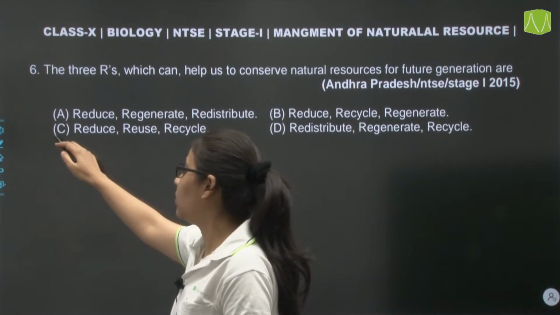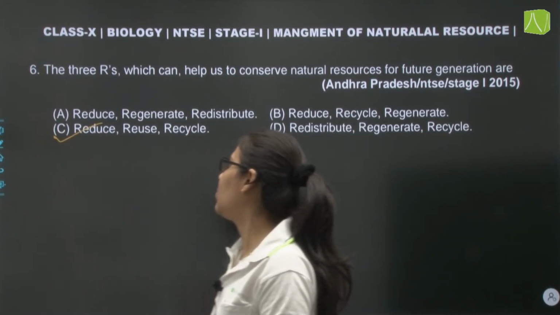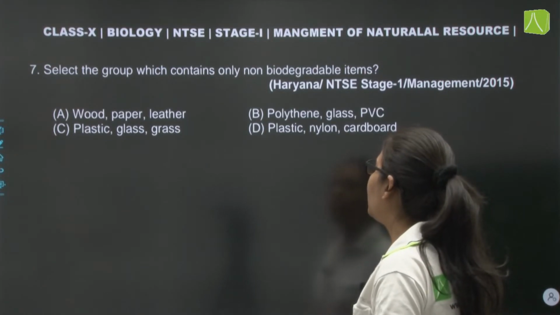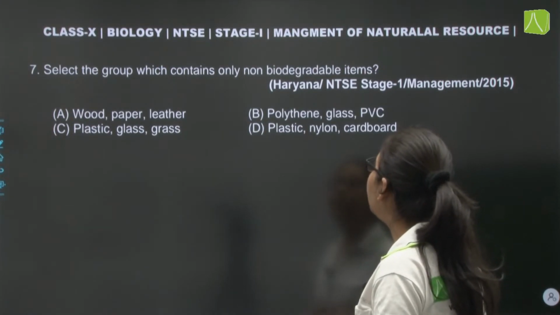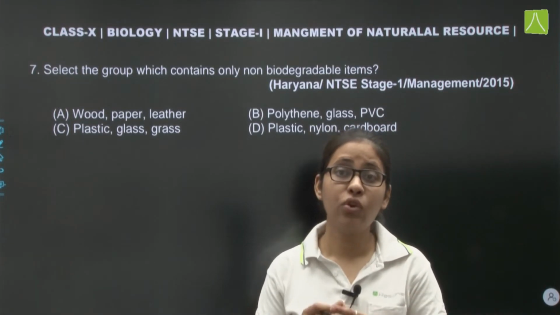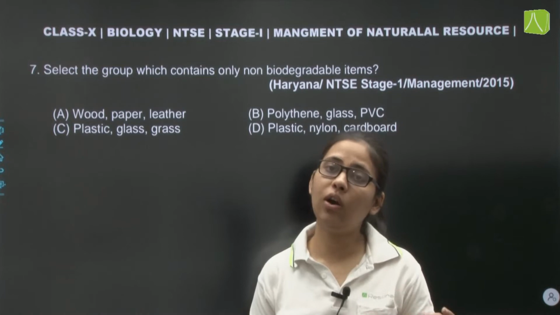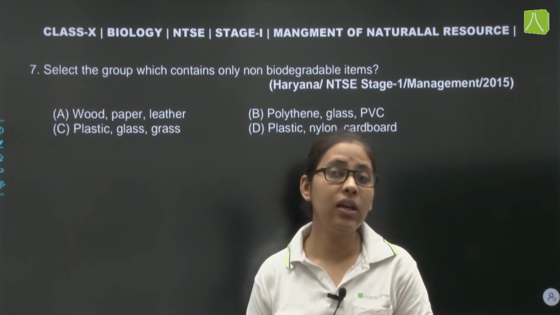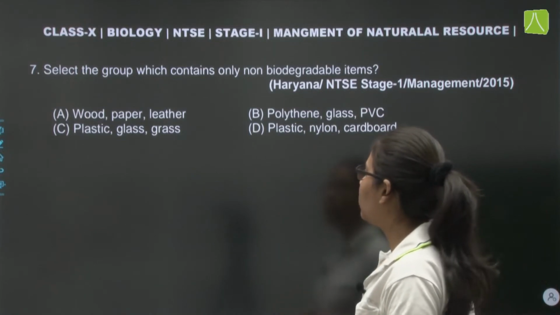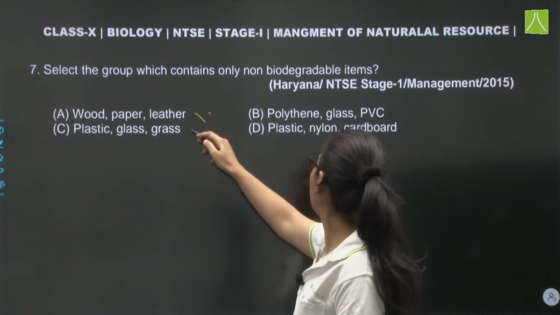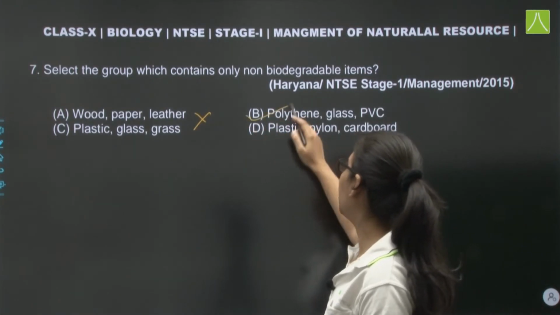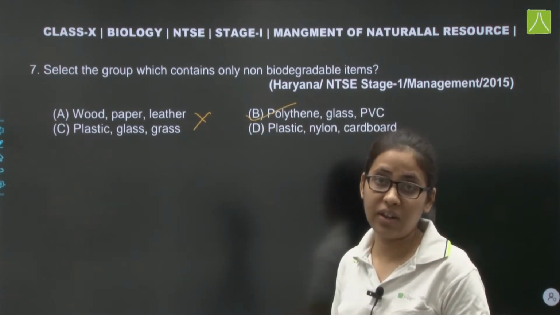So the third option, that is the C option, is correct over here. Next, select the group which contains only non-biodegradable items. Out of 4 options, we have to choose the one which contains all the options as non-biodegradable substances. Wood is biodegradable in nature, so this one is incorrect. Polythene, glass and PVC, these 3 are non-biodegradable in nature, so the correct option over here is B.